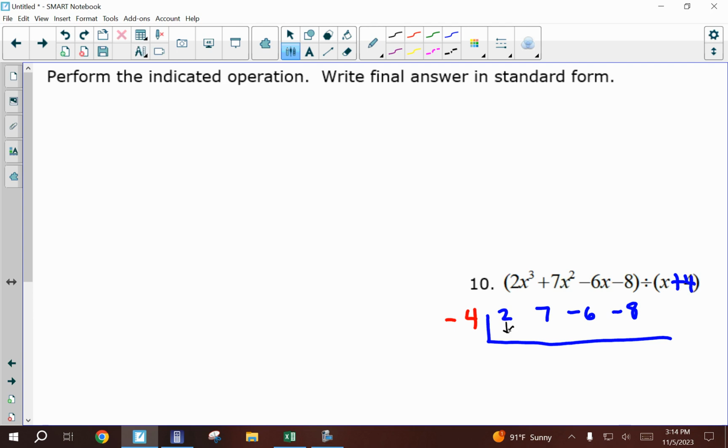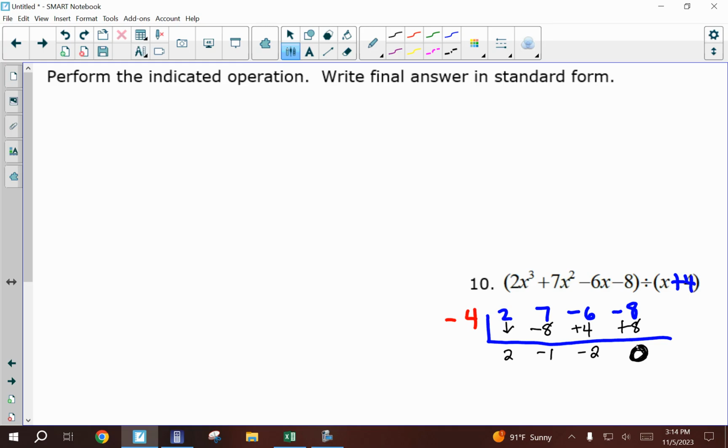Then I could just drop the first term, so it's 2, and then I times them together, so that's negative 8. Combine those, that's negative 1, times them together, and that's positive 4. Combine those, and that's negative 2, and then times those together, and that's positive 8. So that gives me a 0. Now I'm putting the 0 real dark because that's actually the remainder. There is no remainder, so x plus 4 is a factor.